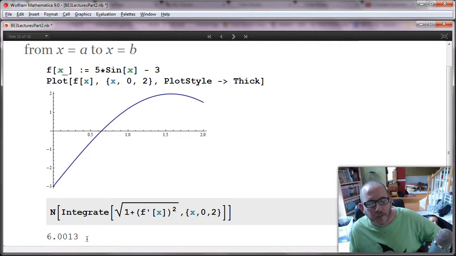So yeah, it's beautiful stuff. This is the name of the game. You'll see other forms of this when we do parameterized curves and stuff. Hope that helps.